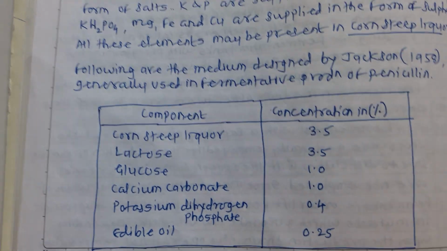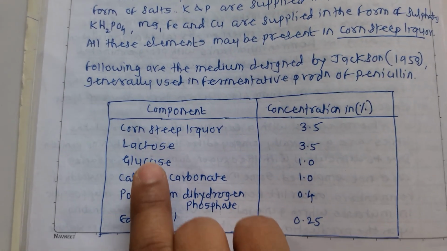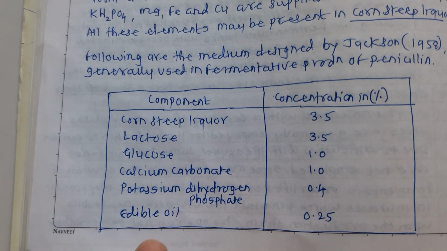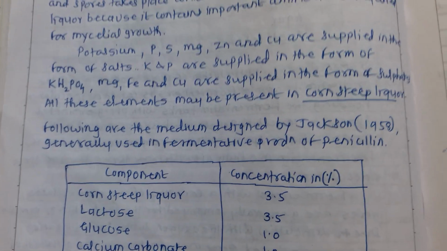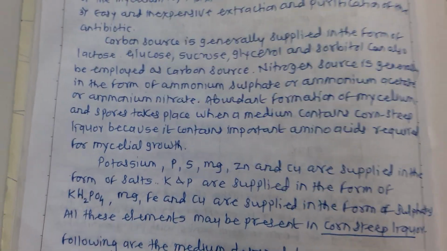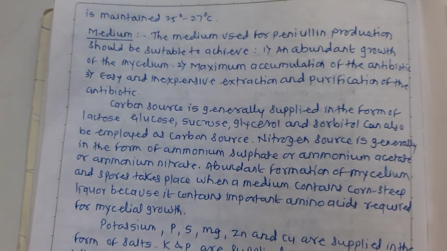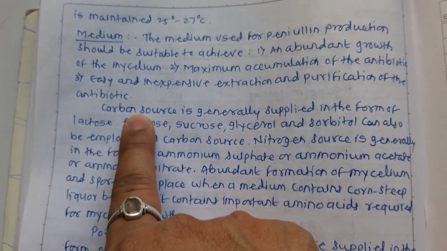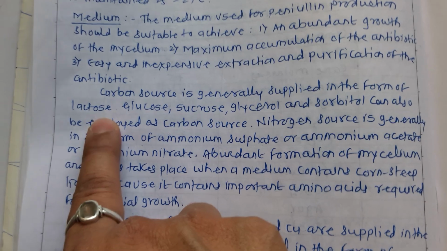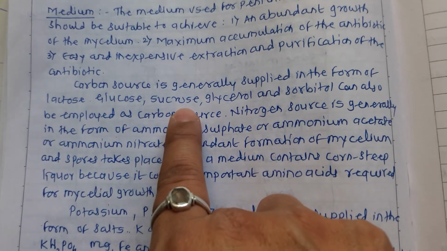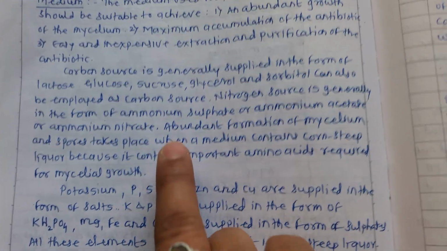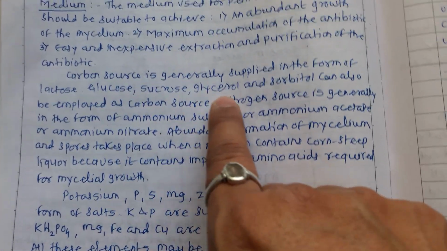Now the production media has the components corn steep liquor, lactose, glucose, calcium carbonate, potassium dihydrogen phosphate, and edible oil. In the production media, the fungus utilizes the carbon source. The carbon source, such as lactose, glucose, sucrose, glycerol, or sorbitol, is present in the production media and is used as a carbon source.